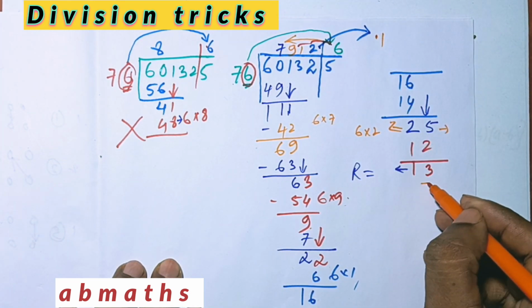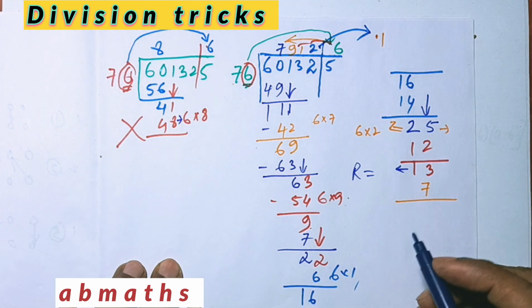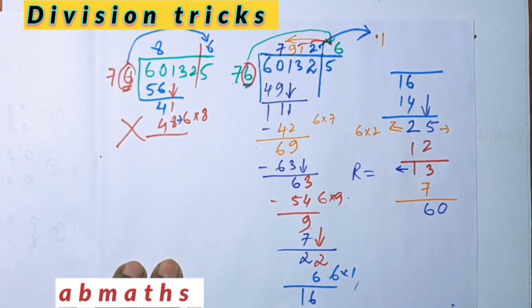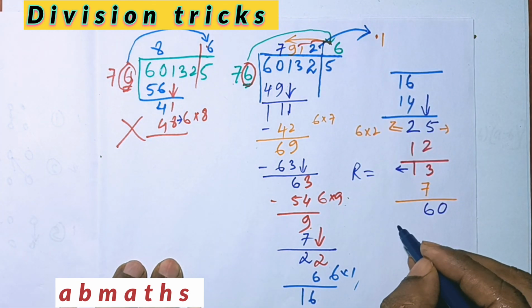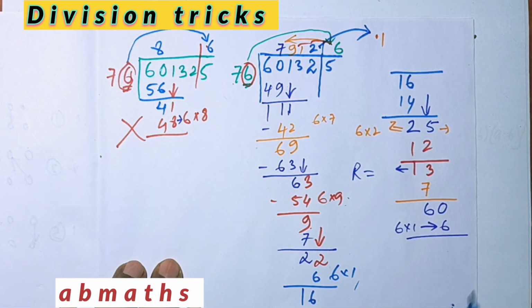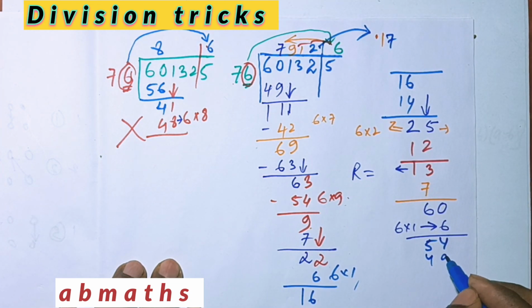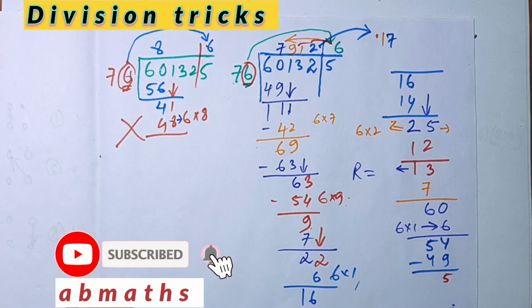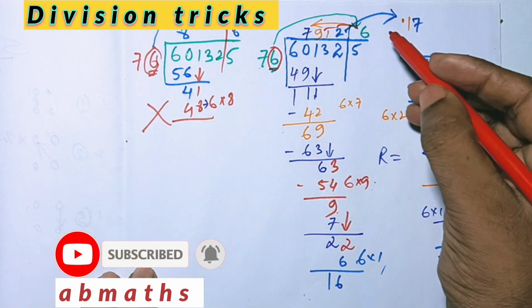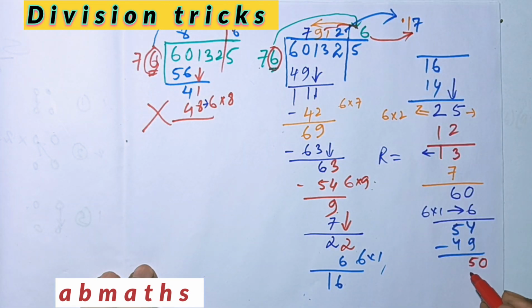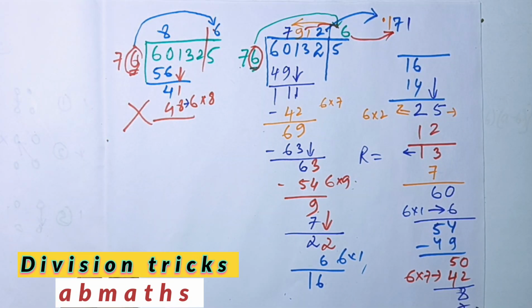So 7 1 is 7. After subtraction, we'll have 6 and write it 0. Then we'll multiply with 6 again. 6 into 1 is 6. So we'll subtract it to get 54. So 7 7 is 49. We'll subtract it. Then we'll write it 0. Then we'll multiply with 6 and 7. So 6 7 is 42. After subtraction, we'll get here 8, and we'll go further. 7 1 is 7. We can continue further.